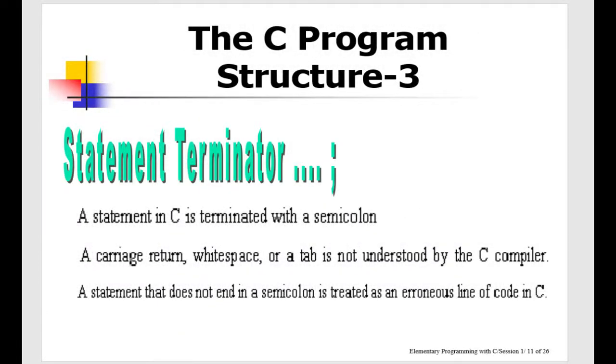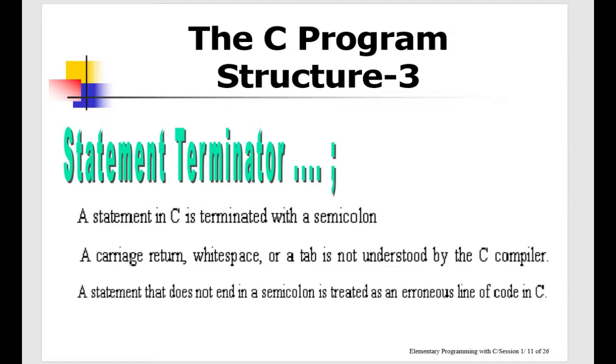We have the statement terminator. A statement terminator is the semicolon in the C programming language, and all C statements are terminated using a semicolon. It works like English, where you end a sentence with a full stop, exclamation mark, or question mark. A carriage return, white space or a tab is not understood by the C compiler. We are talking about you tapping enter or the tab key on your keyboard. Those are ignored by the C compiler.